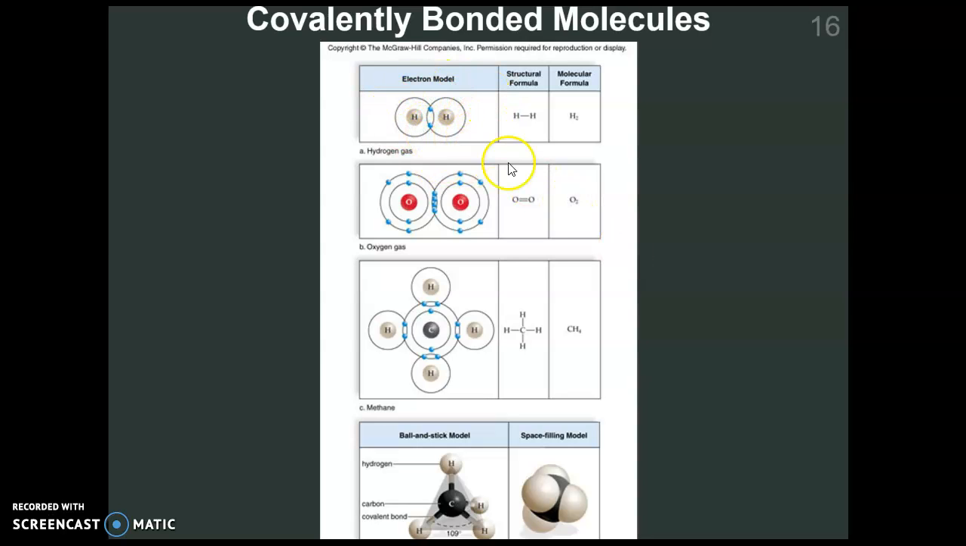Hydrogen gas, this is an elemental molecule of 2 hydrogen atoms, is a covalent molecule. It's sharing those electrons, and so same with oxygen.